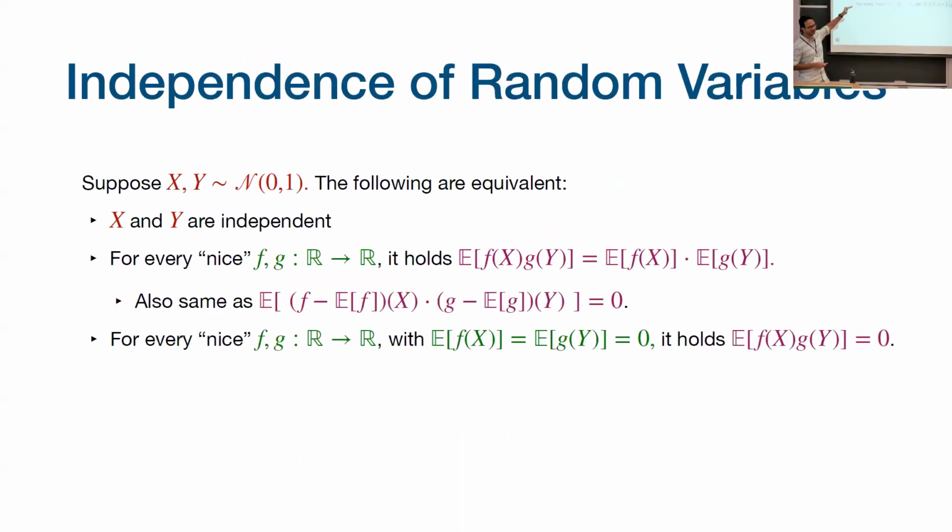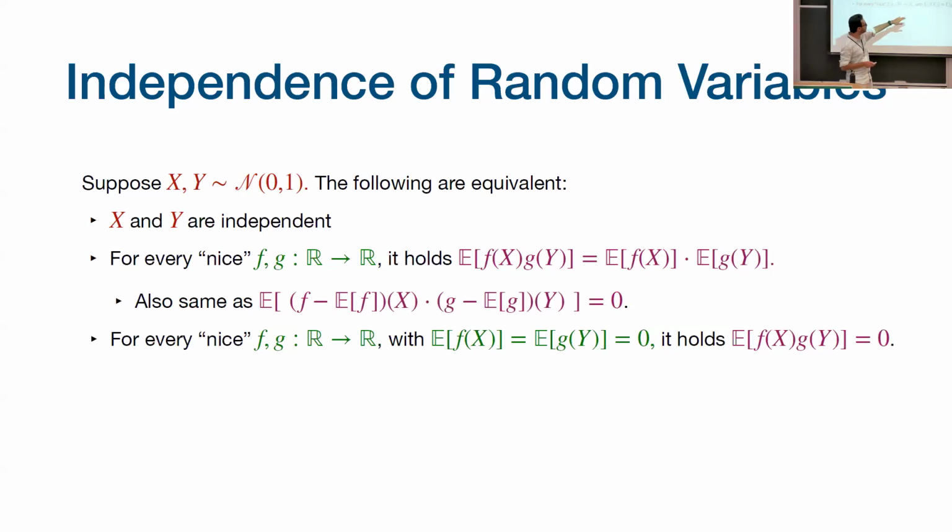So suppose you have two random variables, x and y, which are Gaussian 0-1 random variables. Then we know that the following are equivalent. The first is that x and y are independent random variables. And the second is that for every nice functions f and g, the expectation of f of x times g of y equals the expectation of f of x times the expectation of g of y. So this is just basic probability theory.